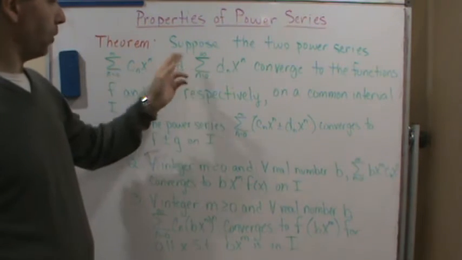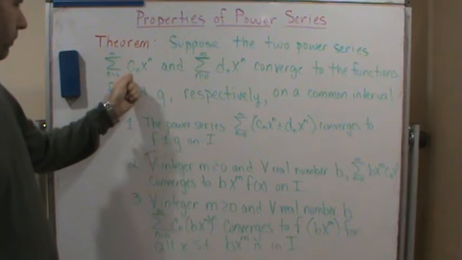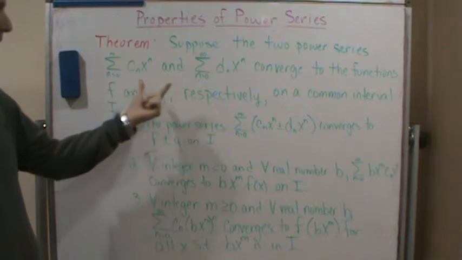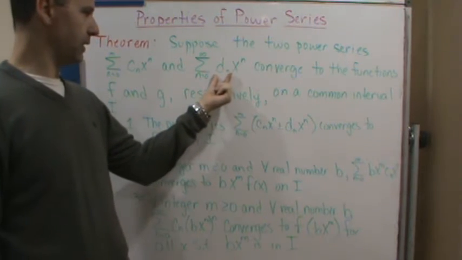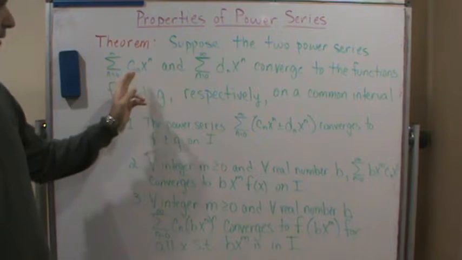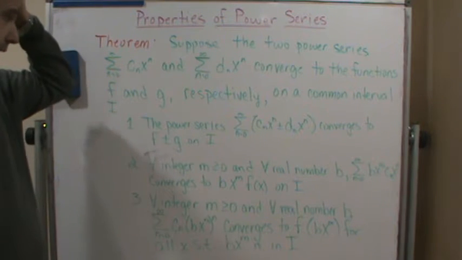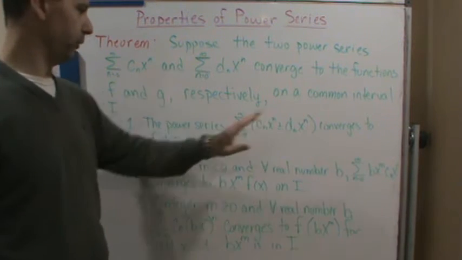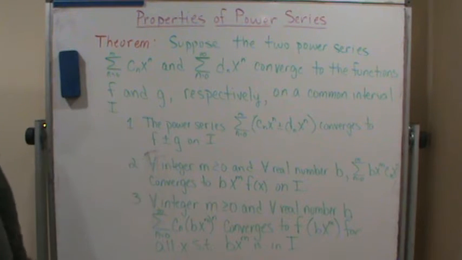Here it says, suppose that two power series, the sum of c sub n times x to the nth power, so this series, and this series with the coefficient d sub n, x to the nth power. So we've got these two series, and they converge to functions f and g respectively on a common interval. So they both converge over the same interval.